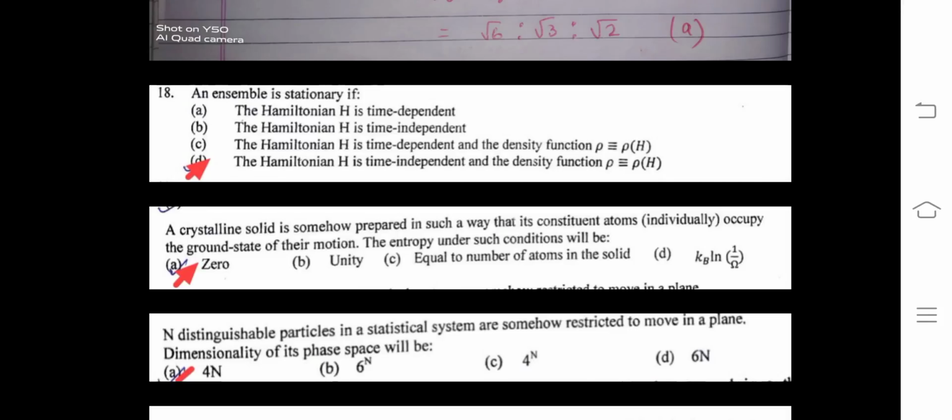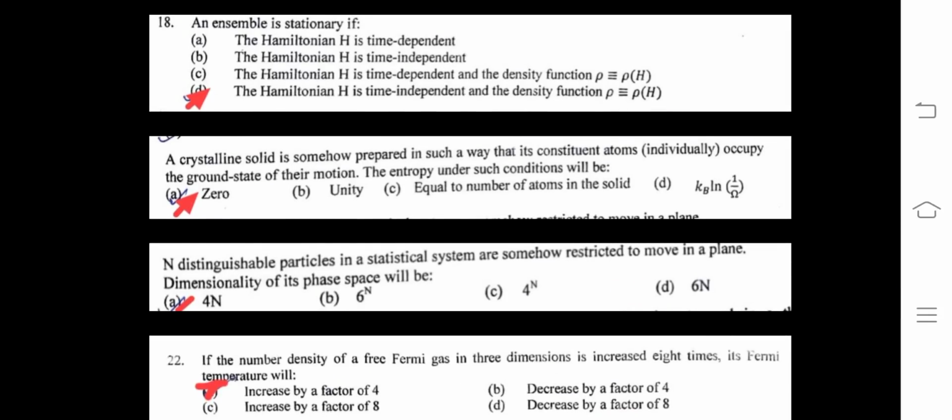So if we have two-dimensional particles, the coordinates we have are x, y, px, py. For n particles, what would it be? 4n. So the dimensionality of the phase space is 4n, option A.